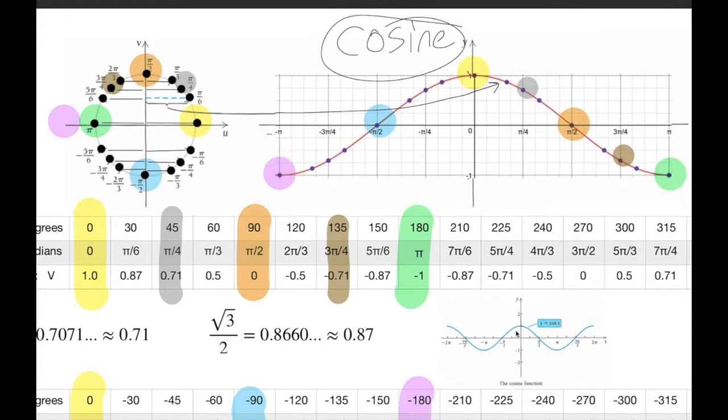And then zooming out just a little bit, you can see it goes from 1 down to 0, down to -1, and back up again. This is a full 2 pi in either direction.